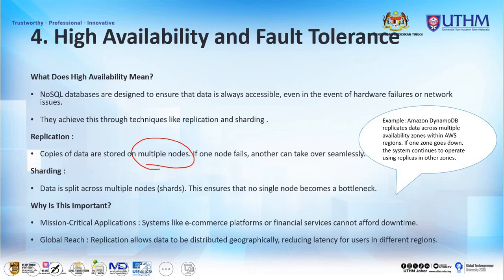Why is this important? Mission critical application systems like e-commerce platforms or financial services cannot afford downtime. For example, like Shopee and Lazada. If there is a downtime, obviously it's a big loss for them, right? So they cannot have this kind of downtime. So they have this kind of high availability and fault tolerant database.